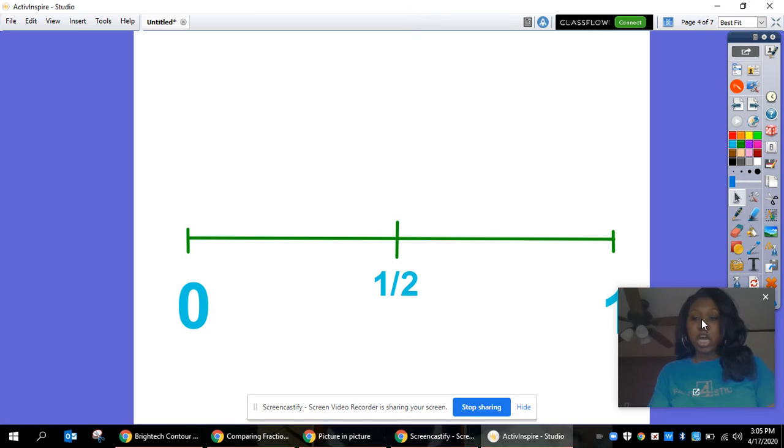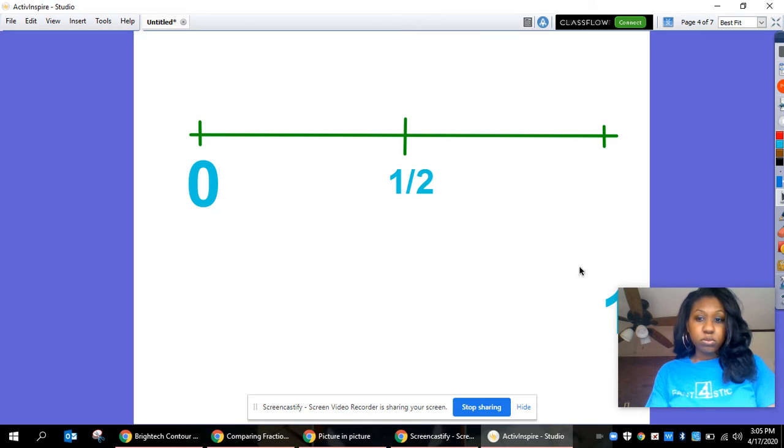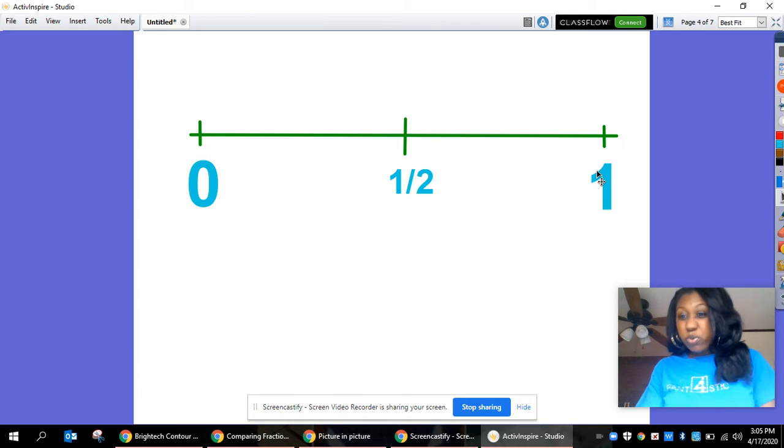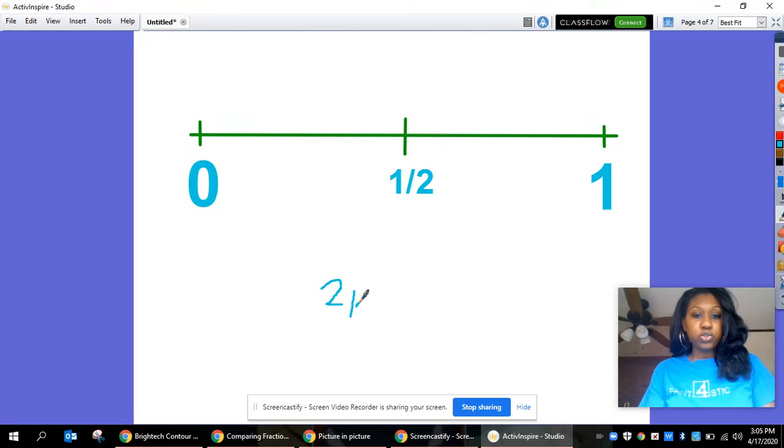Let's see. So there it is. Let me move this up because my head's in the way. So we're going to use 1/2 as our benchmark to compare these fractions. Boom, just shifted my number line up there a little bit, right? So we're comparing 2/3 and 4/10. 2/3. There it is. And 4/10. So we've got to figure out how close both of these numbers are to 1/2, okay?